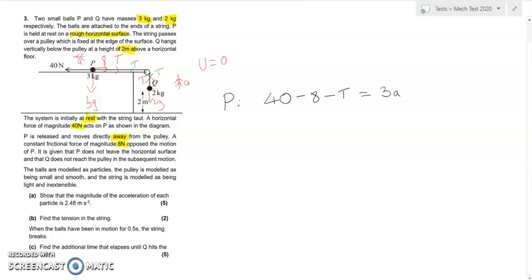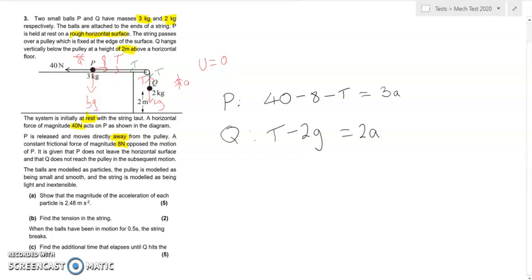So that's the equation of motion for P, and generally that will give you 1 or 2 marks. And then if you look at the equation of motion for Q, Q is moving upwards, so therefore T is pulling it up, 2G is trying to pull it down, and there's no other forces acting on it, and so this is equal to 2A. Overall, these two combined will probably give you about 3 marks.